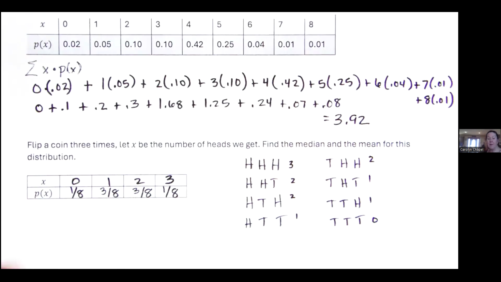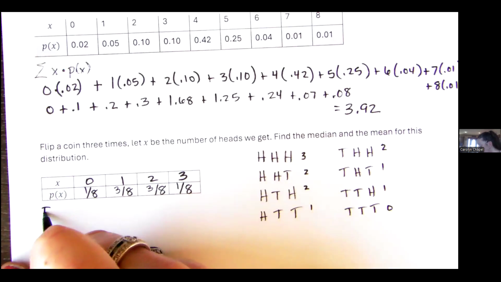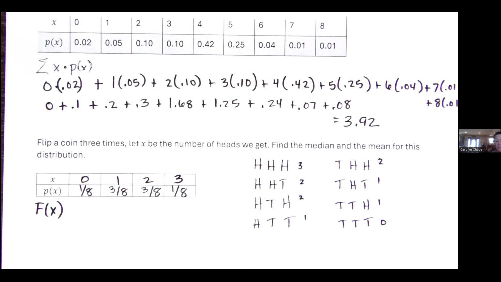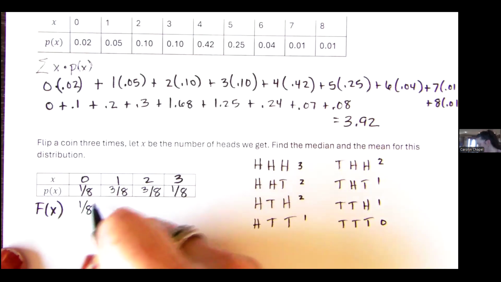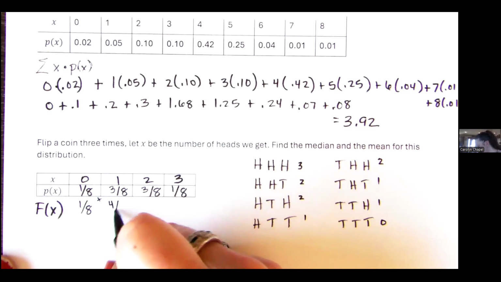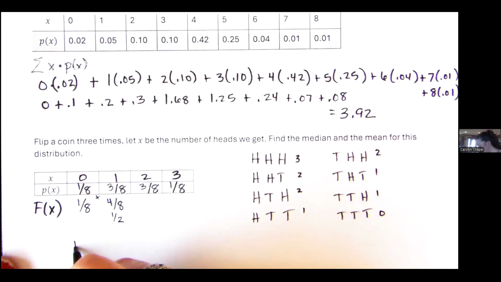Now, if I'm finding the median, we need to look at that F of X, and we look for as soon as I hit 0.5 or half. So I'm going to start with my 1/8. We're adding on the 3/8. That gives me 4/8, which is 1/2. So I'm done. So my median is equal to 1.